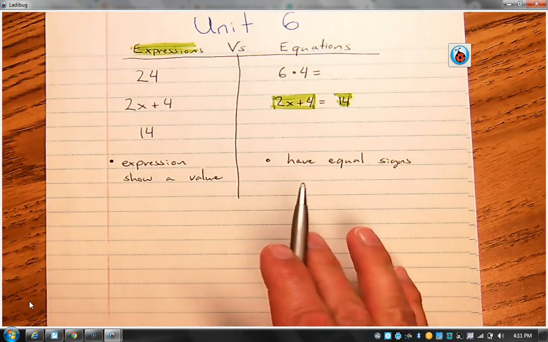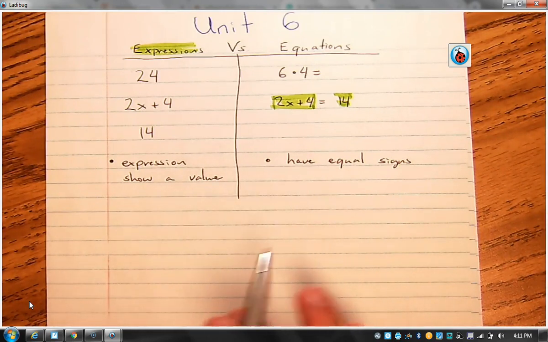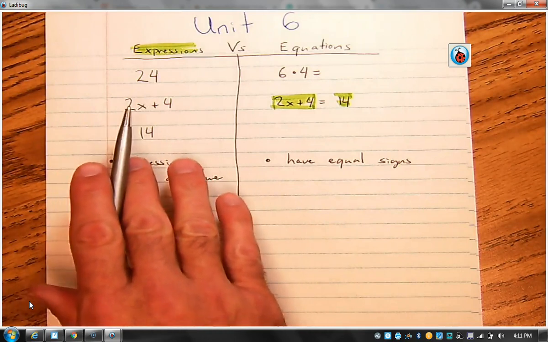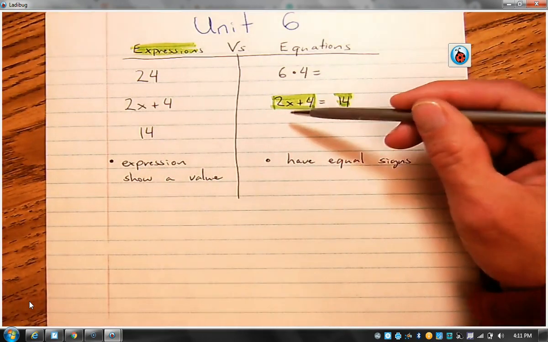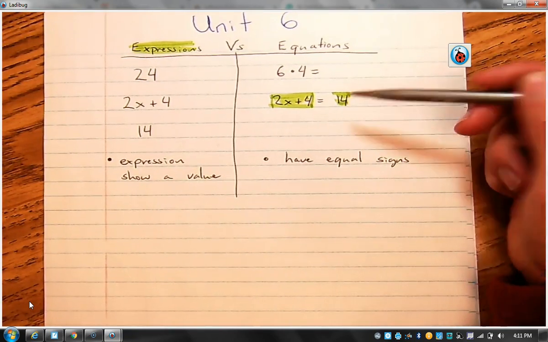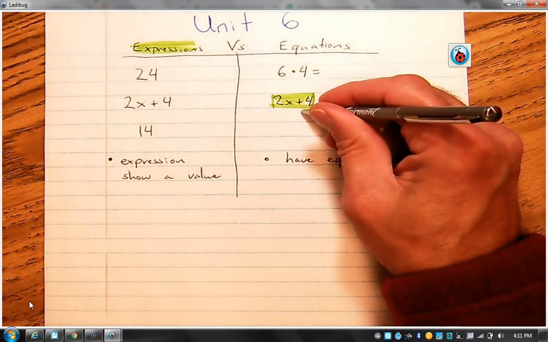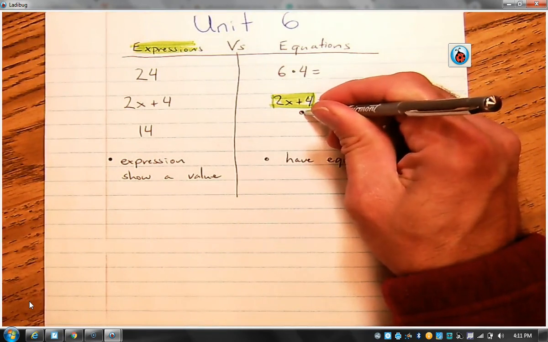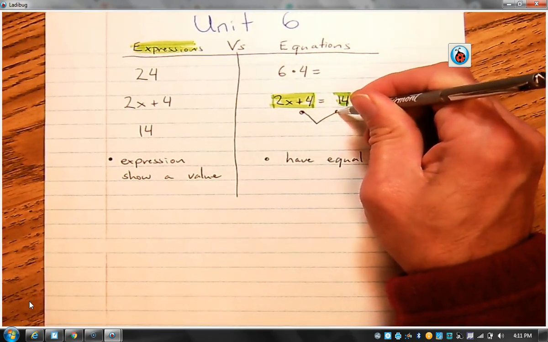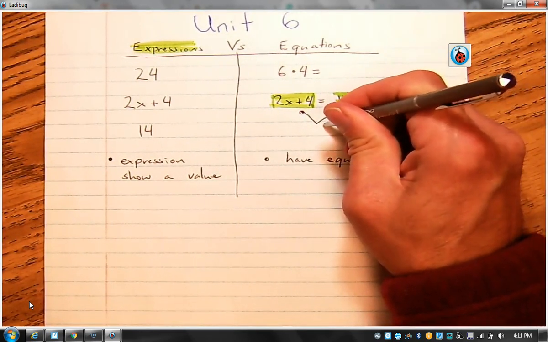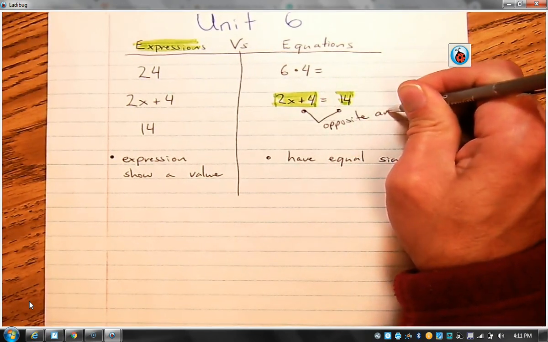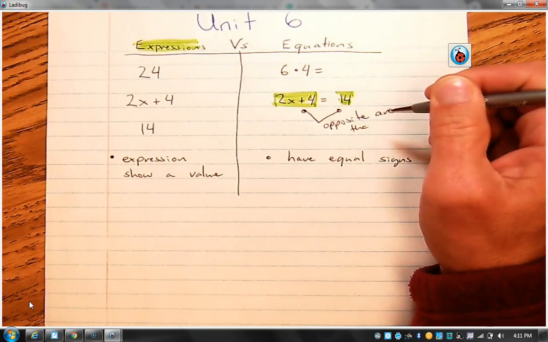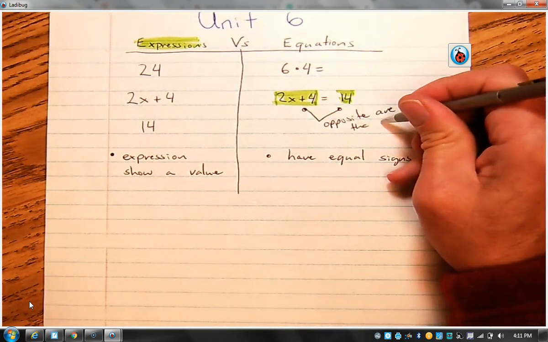So that's essentially the only thing that I want you to pay attention to with regards to expressions and equations. Equations have an equal sign, and what's on one side of the equal sign equals what's on the other side. So these have to be the same. This side has to be the same as this side. Opposite sides of the equal sign are the same. Hence the word equal, right? They are the same.